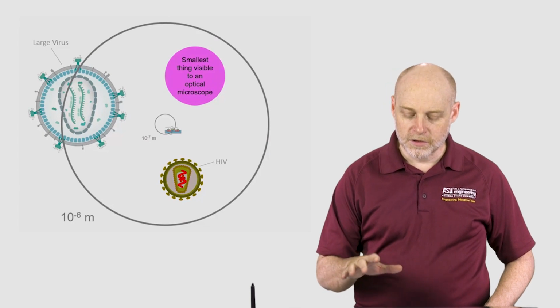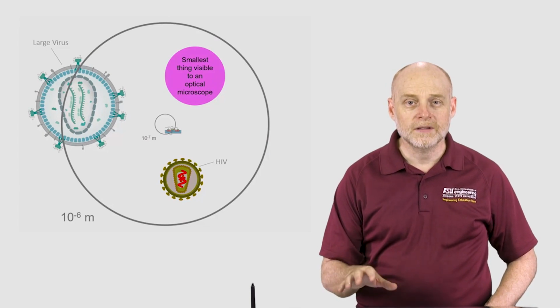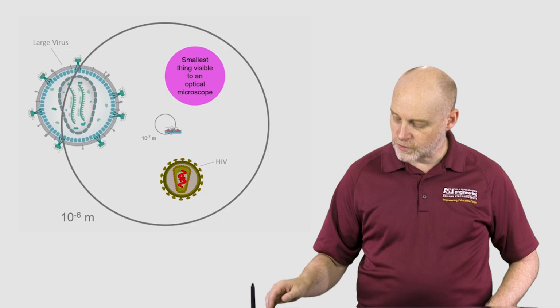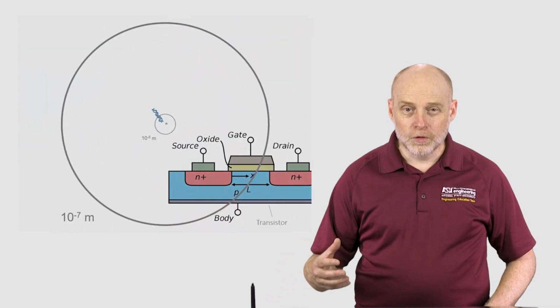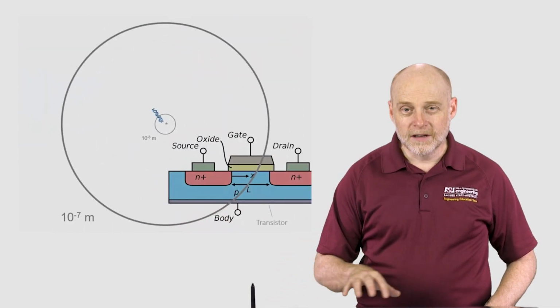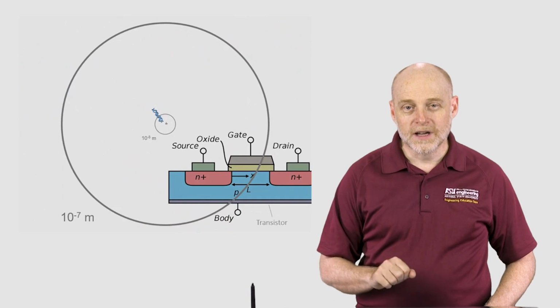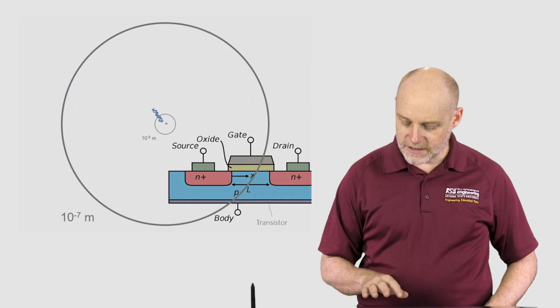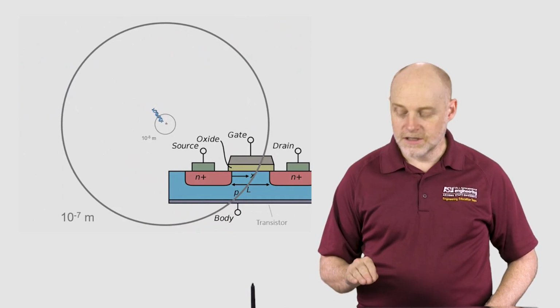And this is where we start to run into things that are too small to see with an optical microscope. And if we keep zooming in 10 times smaller than that, we get into the realm of where these switches inside of the computer actually exist. And what they actually are are transistors.